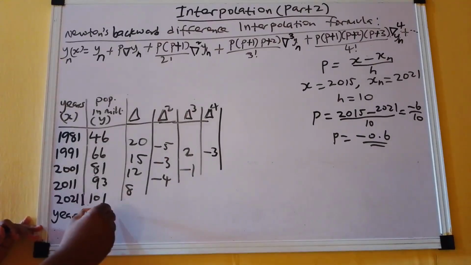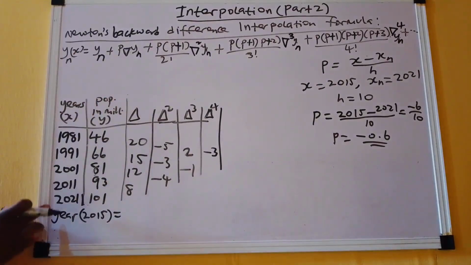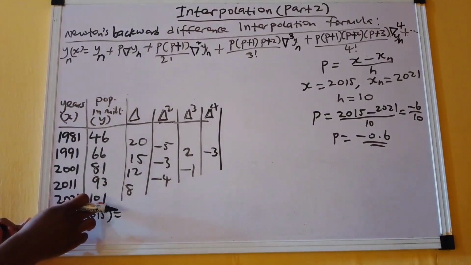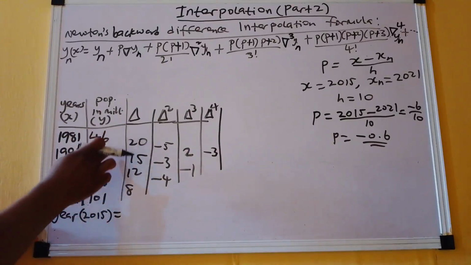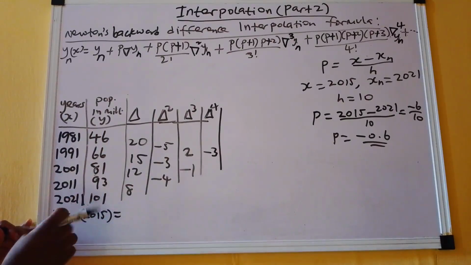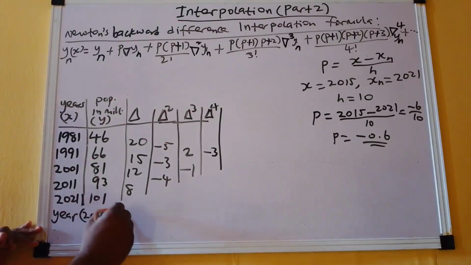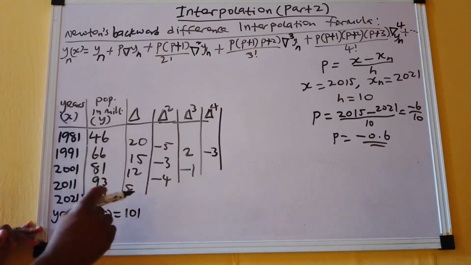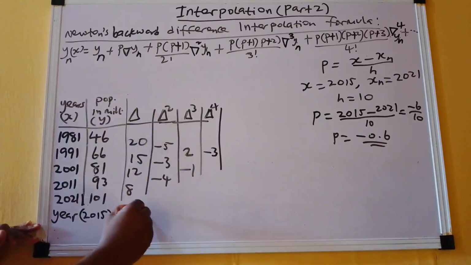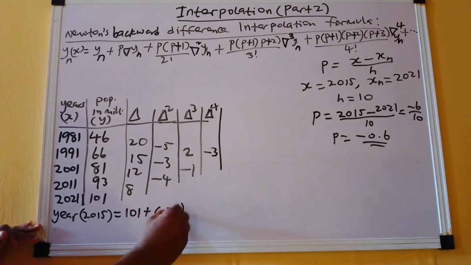So now let us go. Now we are starting with our yn. What is our yn? Our yn here is 101. Remember, y naught, y1, y2, y3, yn. So our yn, the last value of y, because 2015 is in between 2021 and 2011, will be 101. Then of course, you put your plus. Our p is minus 0.6.